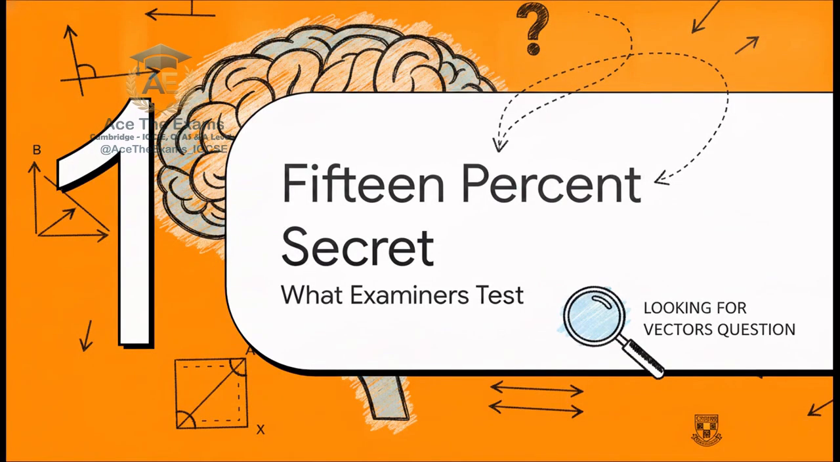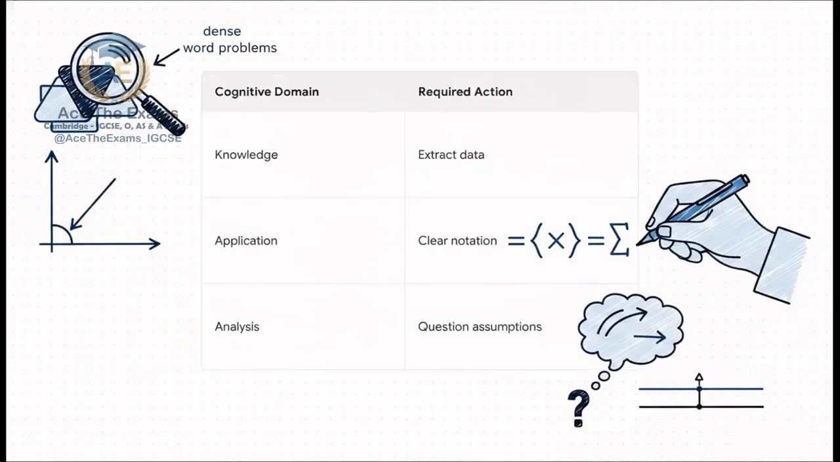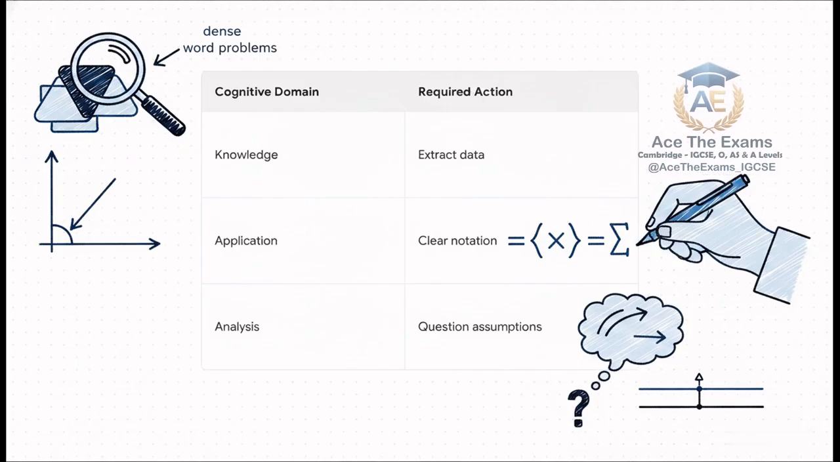Okay, let's jump into section 1, the 15% secret, and what examiners are actually trying to test. To really beat the exam, you have to kind of get inside the mind of the examiner. The assessment objectives for equating like vectors aren't just about magically getting the right number at the end. They're actually targeting 3 completely distinct cognitive domains. First, there's knowledge and understanding. And look at the required action here.